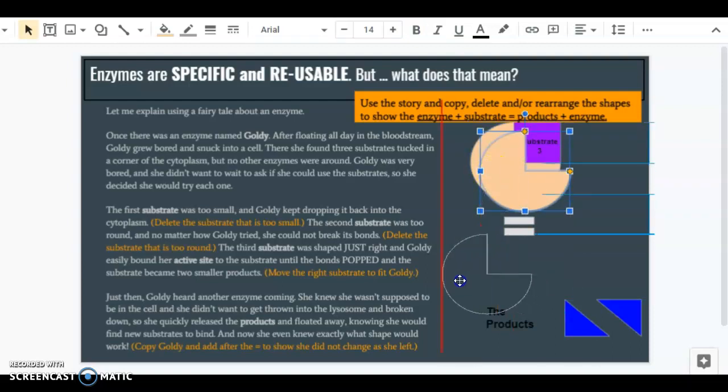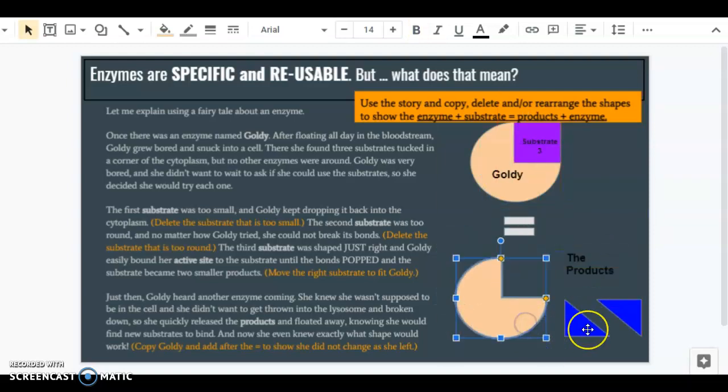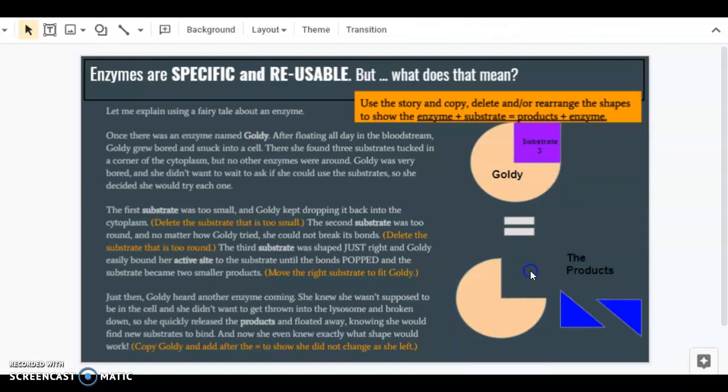There we go. I'm going to copy Goldie. She did not change, not at all. But the substrate did. The substrate became the products. And if you don't believe that these are the products, you can see they actually were the substrate, just broken apart. So this is basically a fairy tale that helps you understand enzyme plus substrate equals the products and then the enzymes separately. It can be reused. And the fact that only substrate 3 fit lets you know it is specific.